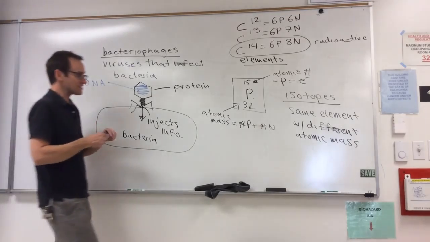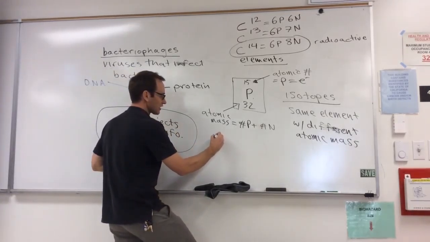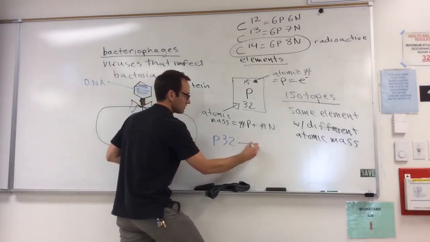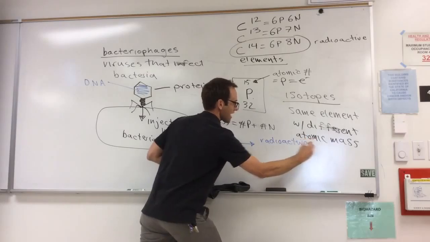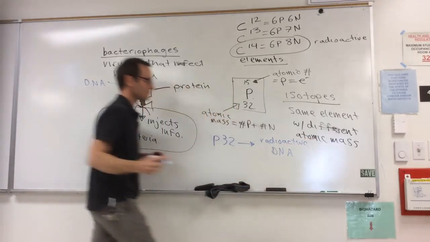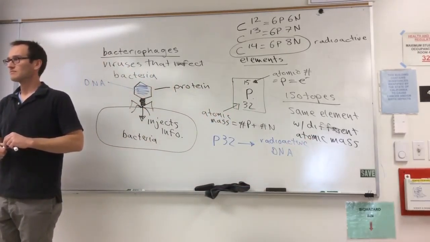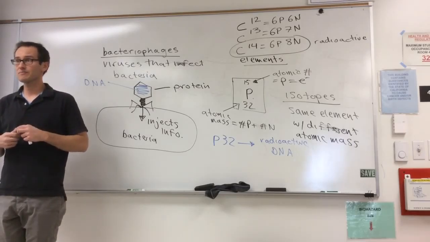So I think you guys can see that if you feed an organism phosphorus-32, they're going to have radioactive DNA, because that's where a lot of phosphorus is found.